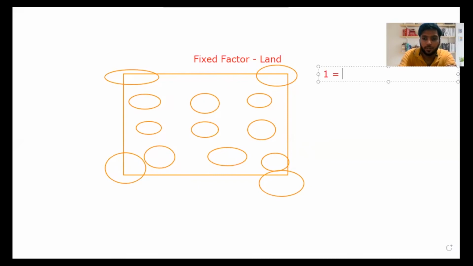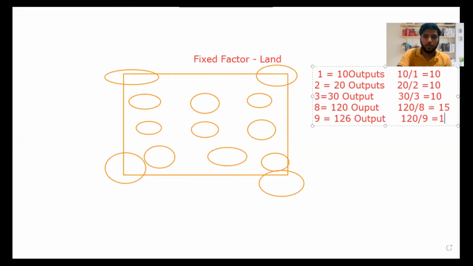Now, for example, if I put one person, one person can produce 10 outputs. See how it works. When I use one person, I produce 10 outputs, so when I divide 10 by 1, I get 10. When I produce 20 outputs with two people, I divide 20 by 2, I get 10. 30 divided by 3, I get 10.